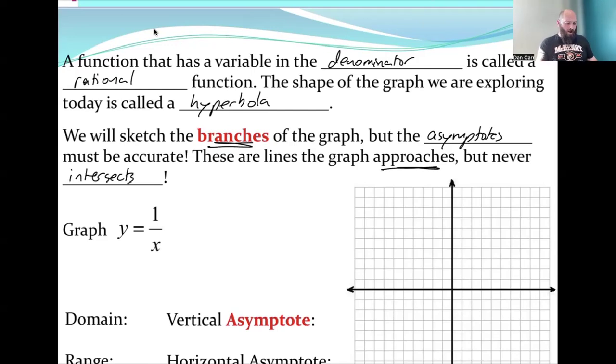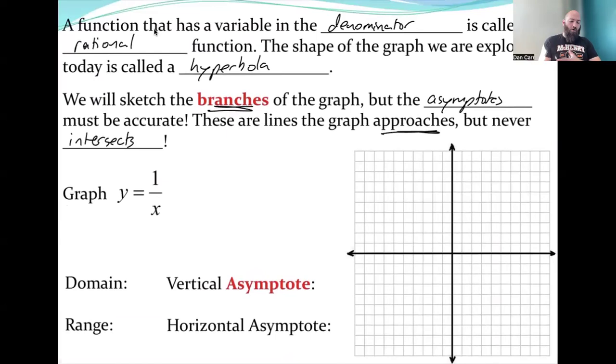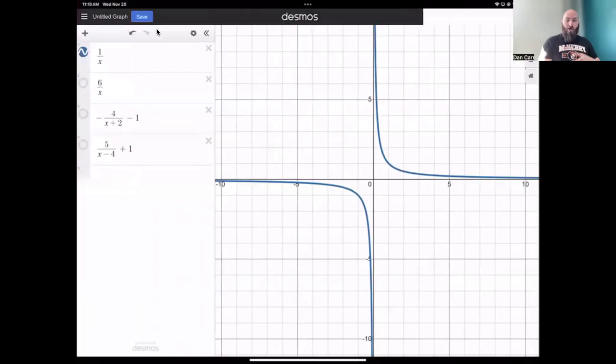We're going to look at the graph of y equals 1 over x. I'm going to go to Desmos first just to give you a feel for how this looks. So here is my 1 over x function. This is actually the parent function of a rational. You notice how the graph goes up and up and up and approaches the y-axis, but never crosses. Same thing here: it's going this way and approaching the x-axis, but never crosses.